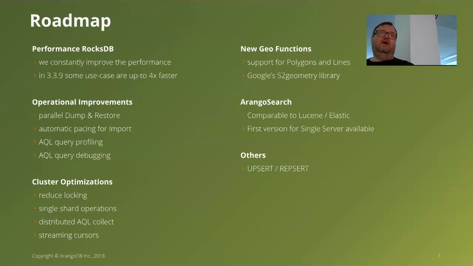The largest new feature we are currently working on is ArangoSearch, and that is a feature that allows you to do full text search on documents in the document store of ArangoDB. Currently Arango supports some basic functionality for full text search, but that is not as sophisticated as, let's say, Lucene or Elastic.